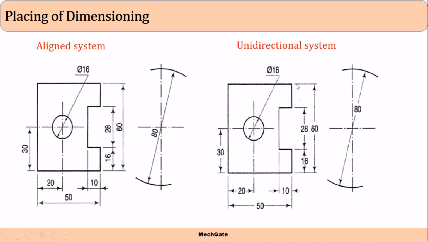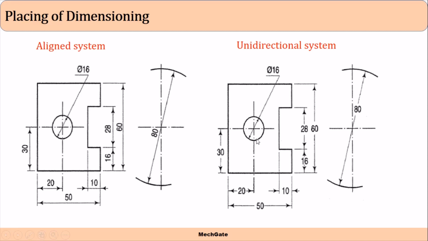Similarly, in the unidirectional system of dimensioning, you see all the dimensions are placed near the middle of the dimension line, and the dimension line is cut in between for placing the dimension. Similarly, vertical dimensions are also represented horizontally like this, by cutting the dimension line and placing the dimension at the middle of the dimension line.